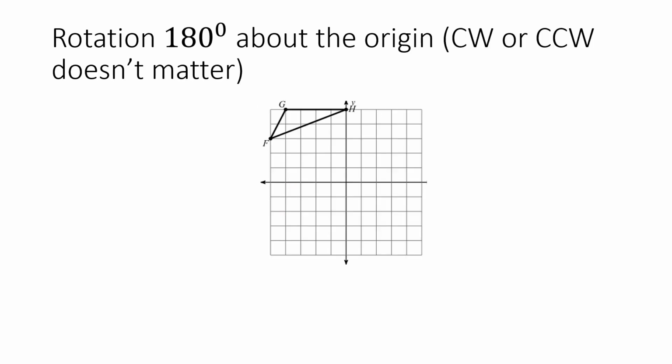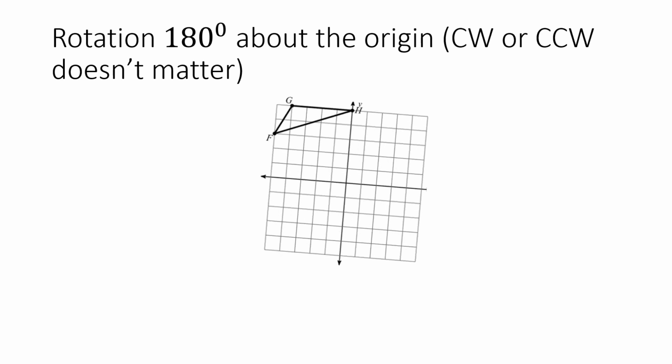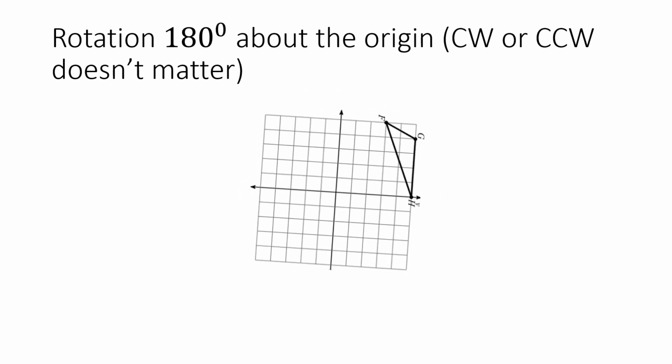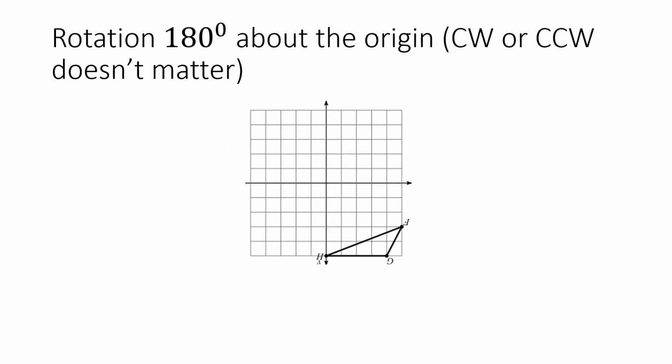Rotation 180 degrees about the origin, clockwise or counterclockwise doesn't matter. We are going to rotate triangle FGH, our pre-image, 180 degrees. 180 degrees is turning your paper physically 2 times. Clockwise or counterclockwise, they will end up at the same place. So 1 times 90 is 90 degrees, 2 times 90 is 180 degrees.